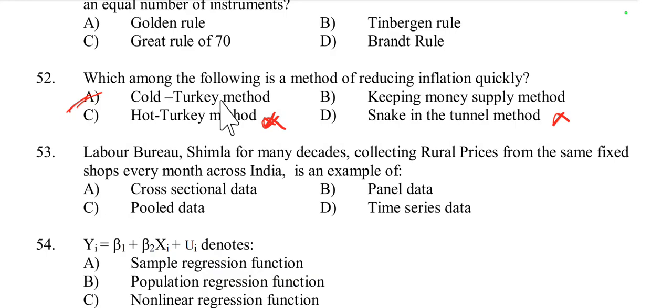The cold turkey method involves drastically and significantly cutting back on inflationary pressure, such as sharply reducing the money supply or increasing interest rates, to bring inflation under control. The keeping money supply method involves managing the money supply to control inflation, but it may not be as quick as the cold turkey method. It focuses on adjusting the money supply gradually to influence inflation. So here the quick method is the cold turkey method.